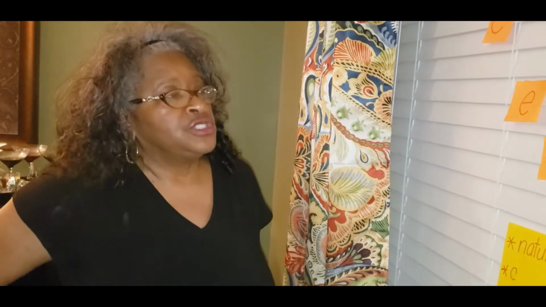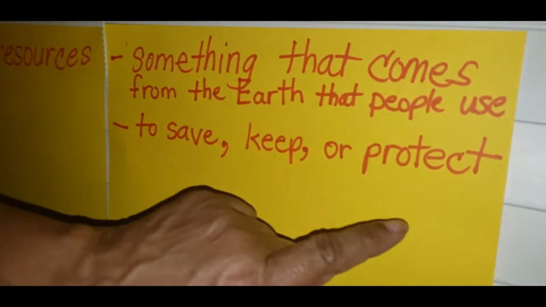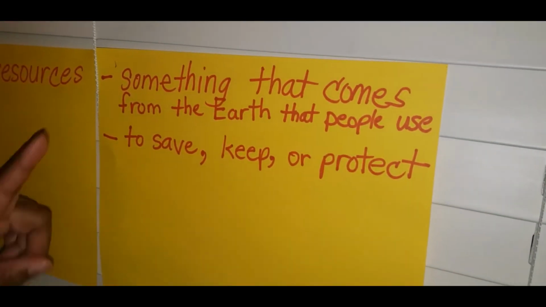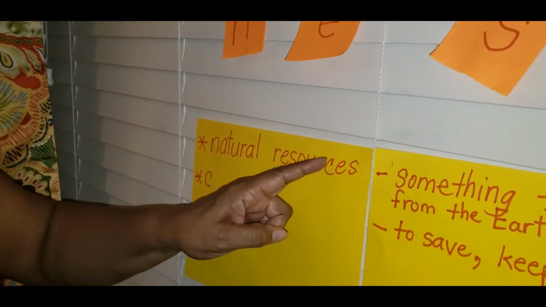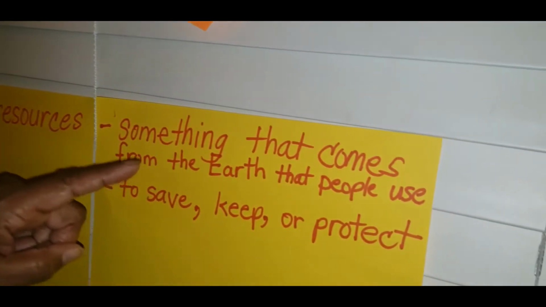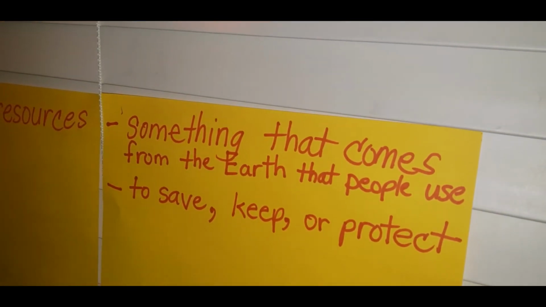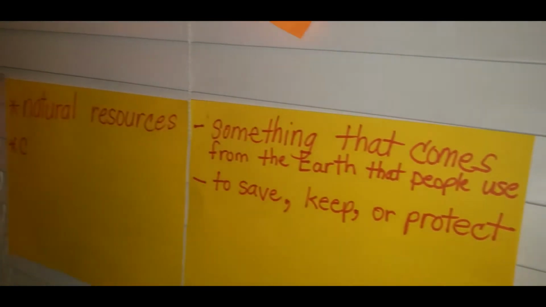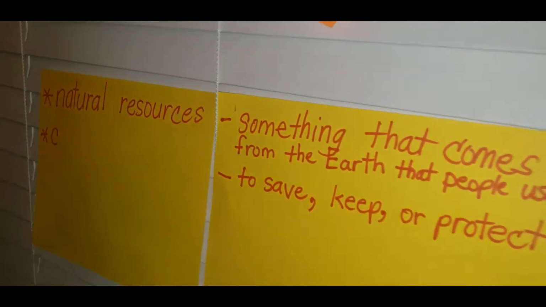But last week I told you to listen for a word that starts with C. And this C word means to save, keep, and protect. To save, in this instance, means to save, keep, or protect our natural resources. And what are natural resources? Things that come from the earth that people use. The operative words being from the earth. All right, so we're going to get started. Let's go.